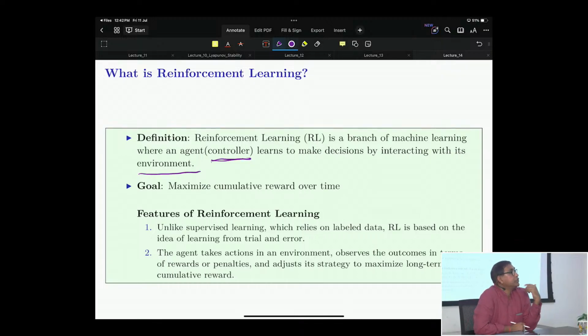Environment is the system. So agent is the controller, environment is the system, and that is the state. Statement is the same thing. System states. Maximize the cumulative reward over time. How much? So it will go on changing its action until it gets more reward.